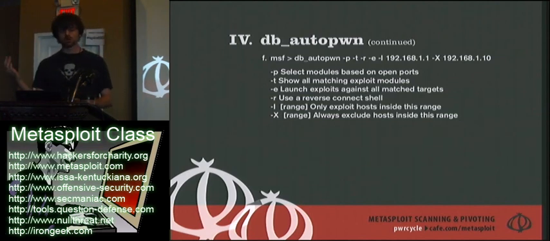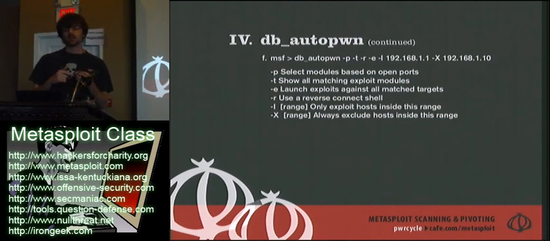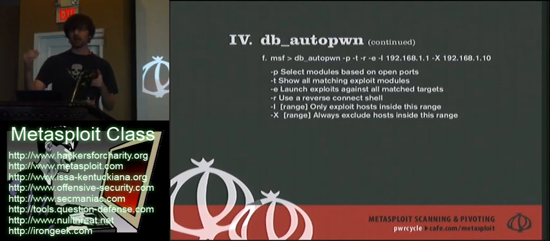So once you've done the scan and you want to exploit the box, this is where db_autopwn comes into play. These are the options: select the vulnerabilities by the ports that are open, tell you everything that's running, actually exploit it, and then the dash r is for making a reverse shell connect back to you. Dash i declares specifically which host you want to exploit. If you have a database of 100 hosts and you don't specify an IP address, then it will try to exploit every single host in your database. If your own host happens to be in there, then you can specify x to exclude this particular IP.